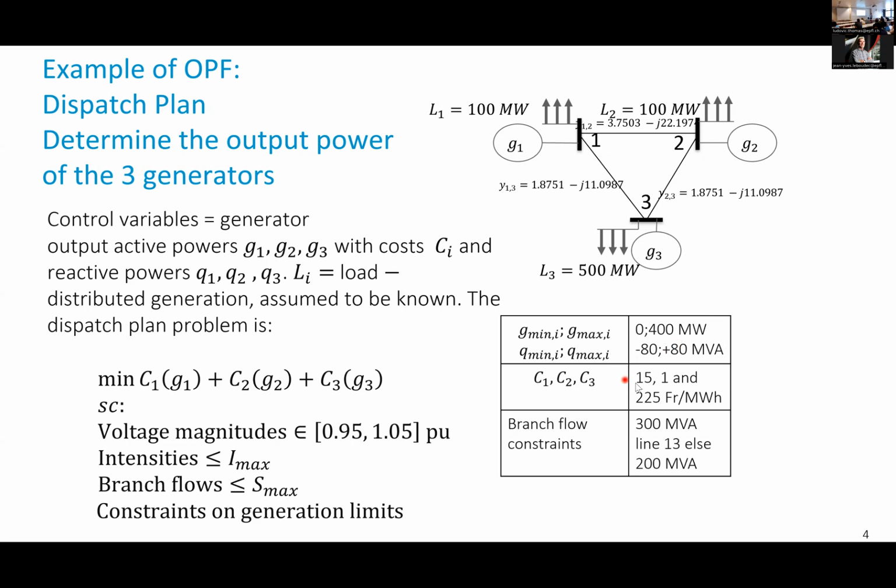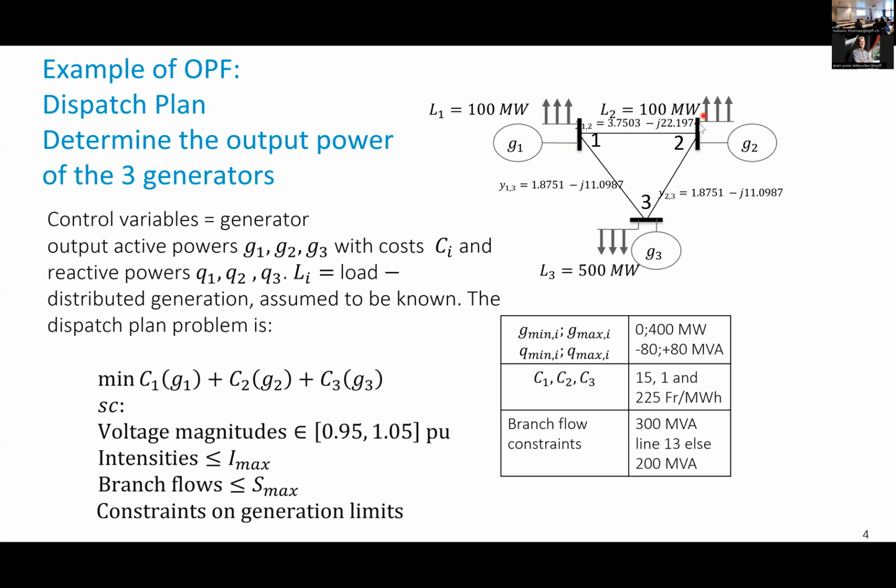And importantly, they have different costs. So generator 1 has a cost of 15 francs per megawatt hour, generator 2, 1 franc per megawatt hour, and generator 3, 225. So G1 is not so expensive, G2 is inexpensive, cheap, and G3 is very expensive.